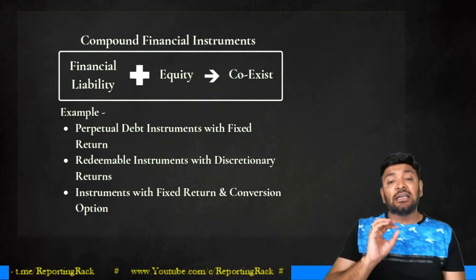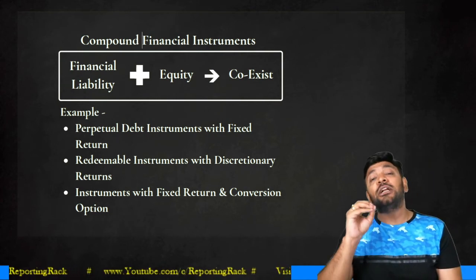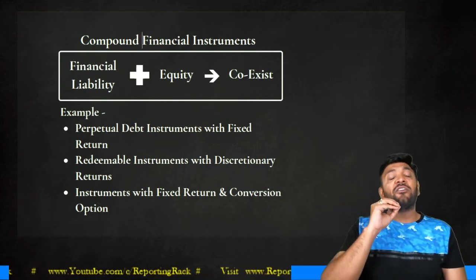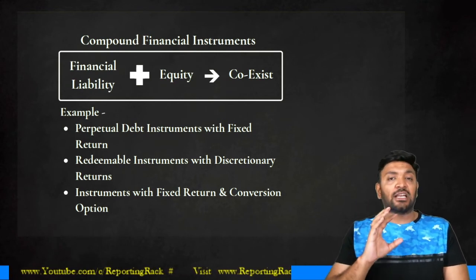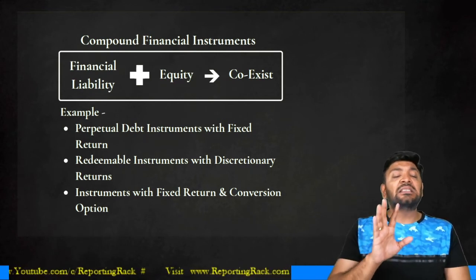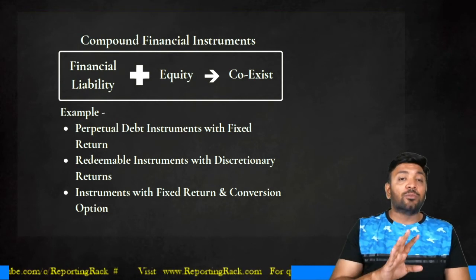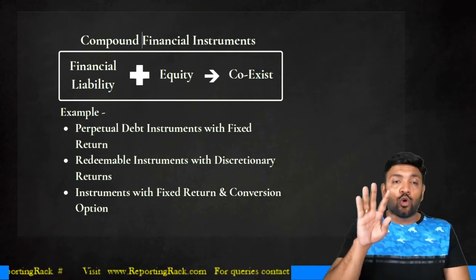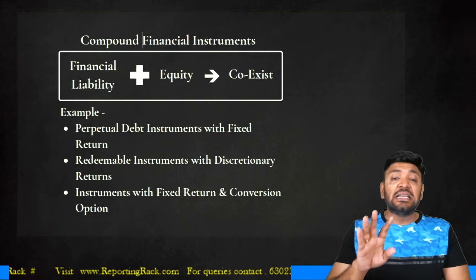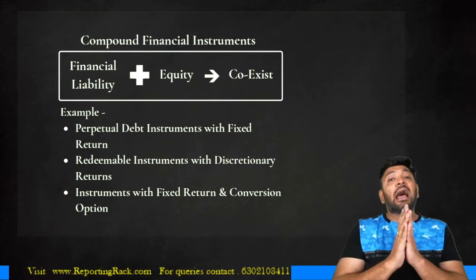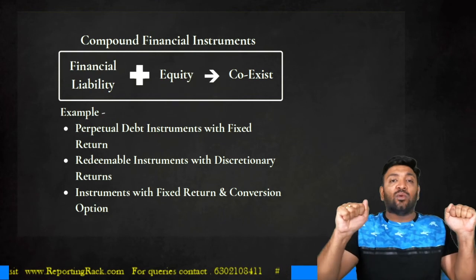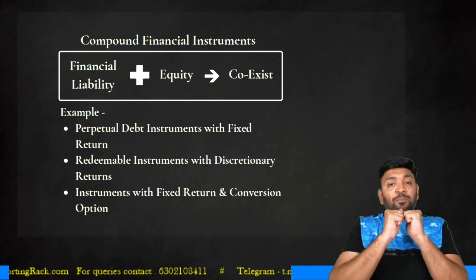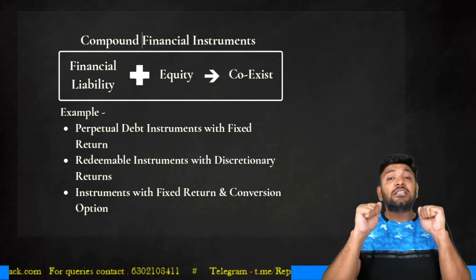Instruments which have a fixed return and an option to convert. To the extent of the option to convert, it is equity. To the extent of a fixed return, it should be considered as financial liability. So again, these are classic examples of a financial instrument where both financial liability and equity aspects coexist. Whenever we come across these kinds of compound financial instruments, we will have to separate the financial liability and equity. This process of separation is called split accounting.